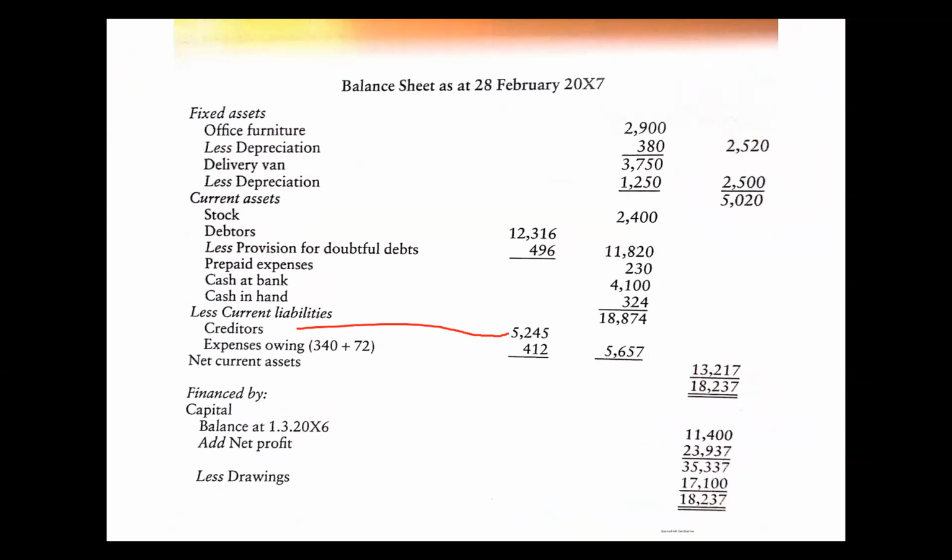Then the expenses owing or accrued expenses should be added together as a current liability, okay? Remember that these expenses are also added under the profit and loss account. You add them to the respective expenses. Then you also consolidate them here and put them as an expense owing or accrued expense, as a current liability.